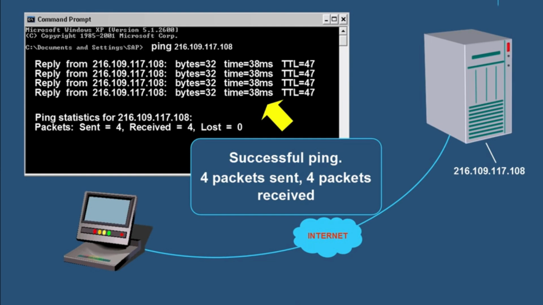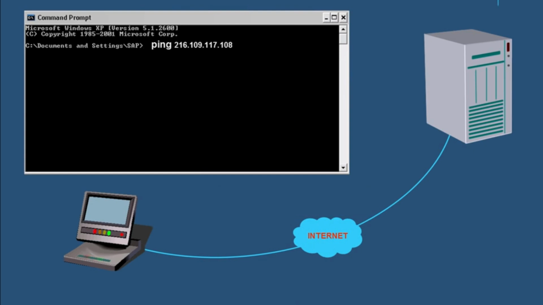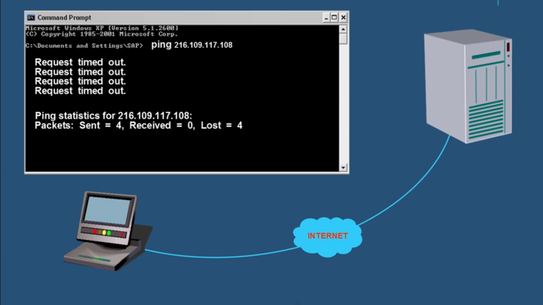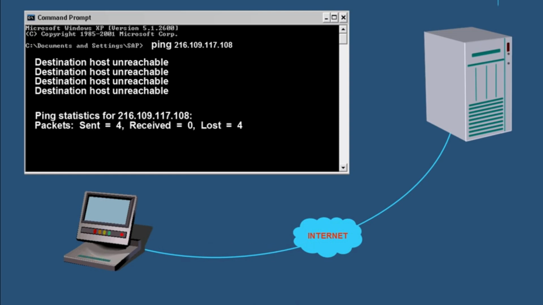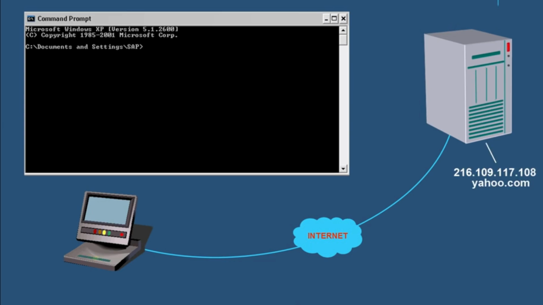The ping command can also be used to test name resolution. Before, we used the ping command with an IP address, but we can also use it with a domain name. For example, we could type ping, space, then a domain name, yahoo.com. If pinging the domain name gets the same successful result as typing in the IP address, then this indicates the name resolution by DNS is working.